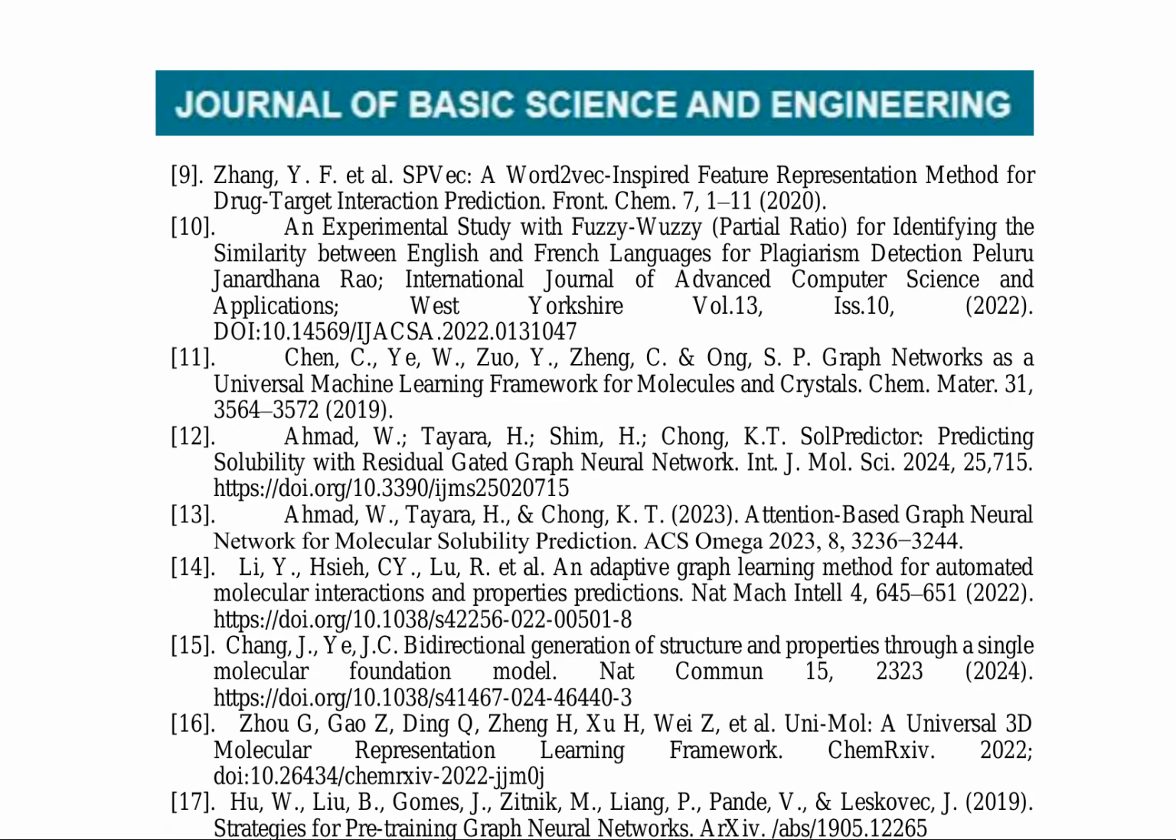The research page discusses various contributions to the field of drug-target interaction prediction, molecular solubility prediction, and molecular property prediction. It highlights the SPVec method, which uses a Word2Vec-inspired feature representation, and the SolPredictor model for solubility prediction. The graph networks framework for molecules and crystals and graph neural networks for molecular solubility prediction are also mentioned. Additionally, adaptive graph learning methods for automated molecular interactions and properties predictions are discussed, as well as the Uni-Mol framework for universal molecular representation learning.